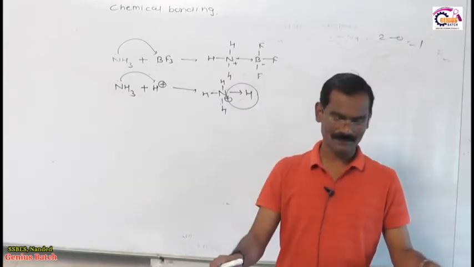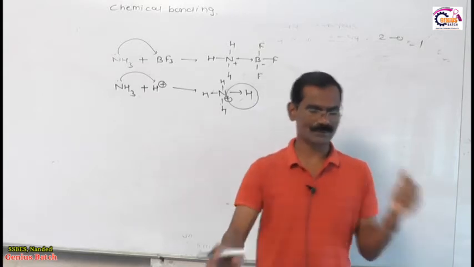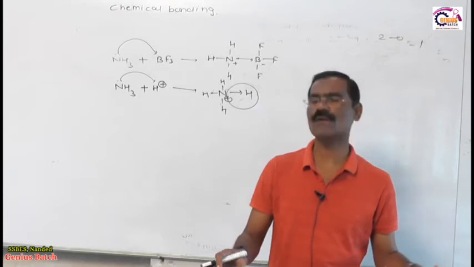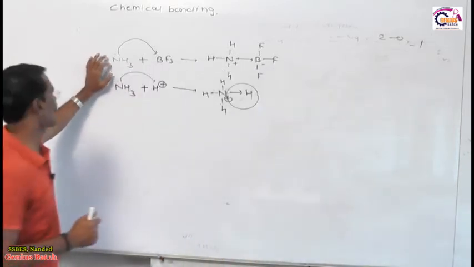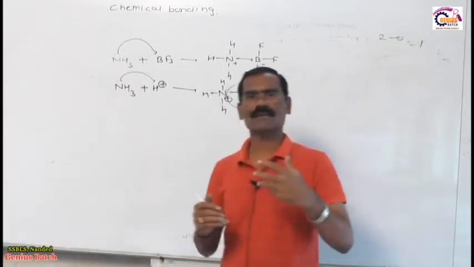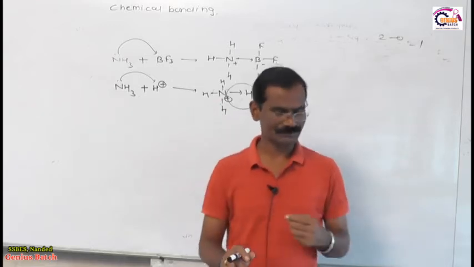Right, the second point: the necessary conditions for the formation of coordinate bonds are, number one, the octet of the donor atom should be complete and it should have at least one lone pair of electrons. Obviously, this nitrogen's octet is complete and this nitrogen contains a lone pair of electrons. Therefore, the octet of the donor atom should be complete and it must contain at least one lone pair of electrons.